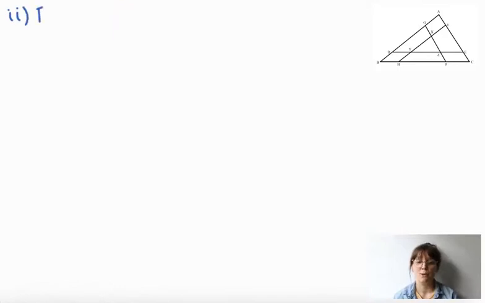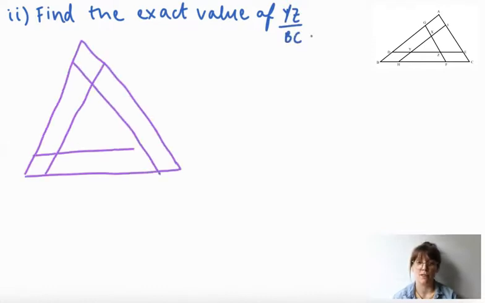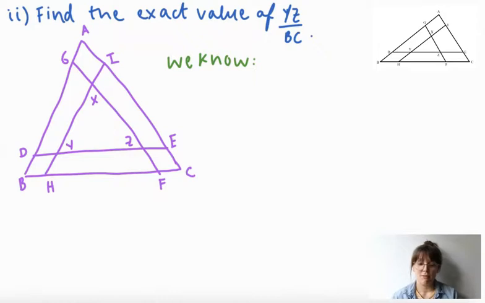Alright, in part 2, we're asked to find the exact value of YZ on BC. We'll do this by looking at what we know and what we figured out from part 1. So I'm going to draw a picture here so we can reference that, and I'll try to keep it color-coded so it's easy to see. We'll start off by saying a fact that we know, and that is that YZ is equal to DE minus DY minus ZE. And we know that's true by just looking at the picture.